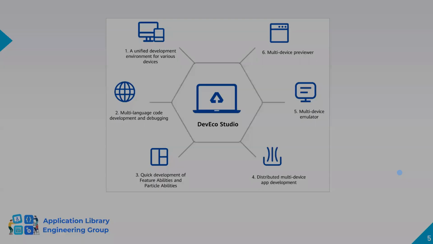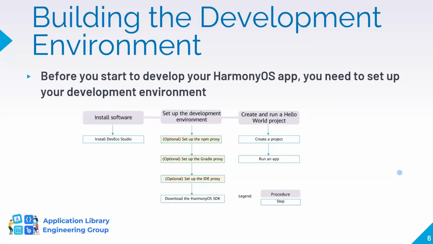Now let's see how we build the development environment. These are the three important steps. You need to install the software, that is, you need to download the exe file and then install the software on your local computer. After which you need to set up the development environment, that is, you need to download the SDK and the SDK tools. After which you can create the basic application.